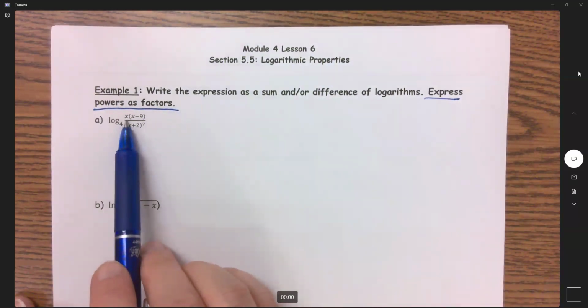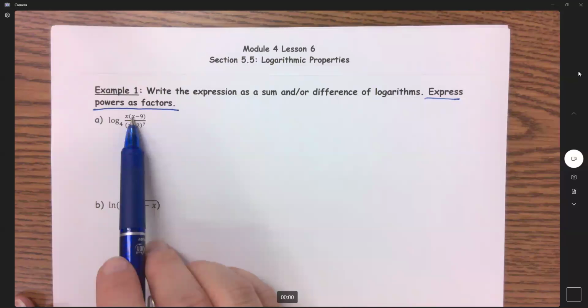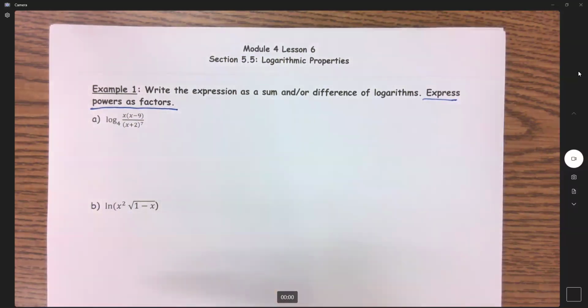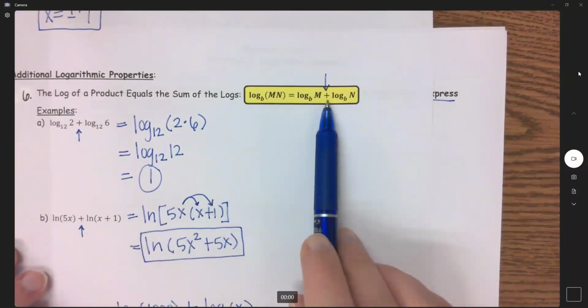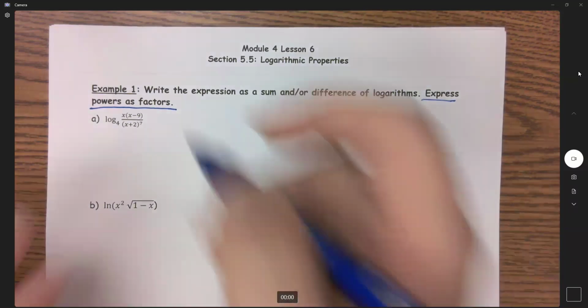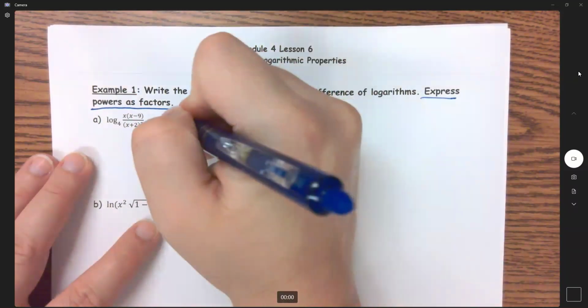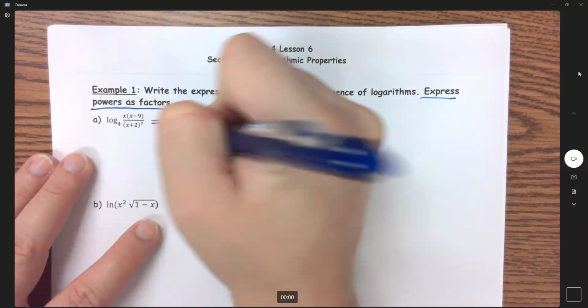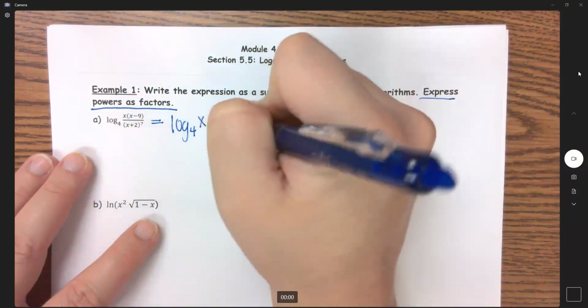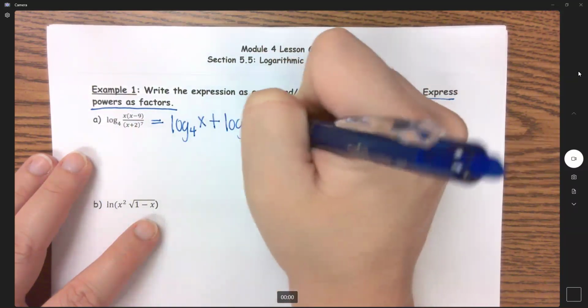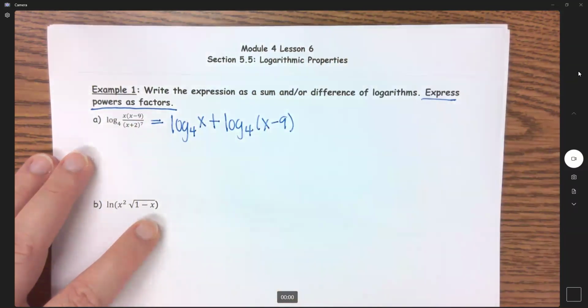Now, what's happening between this x and this x minus 9? Those are being multiplied. And when we have things that are being multiplied, we can expand that out with an addition. So this would be log base 4 of x plus log base 4 of x minus 9.